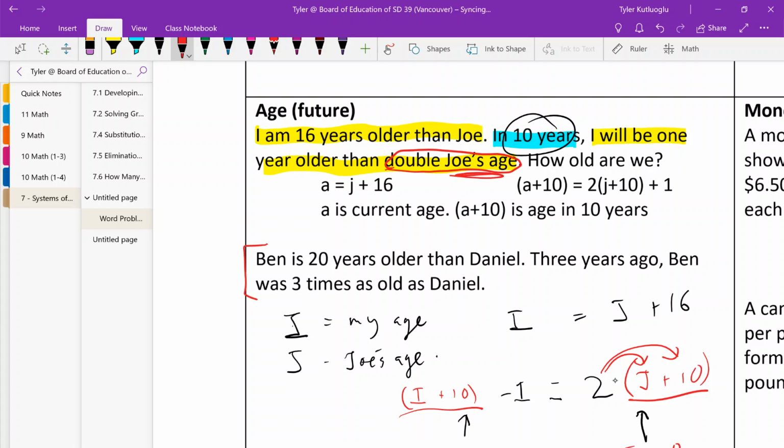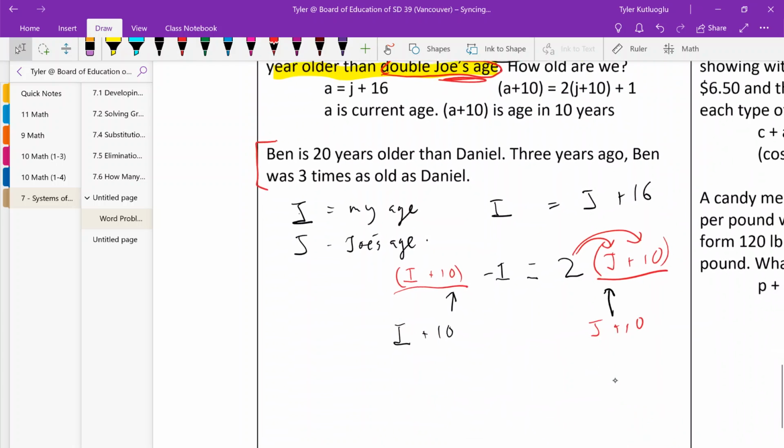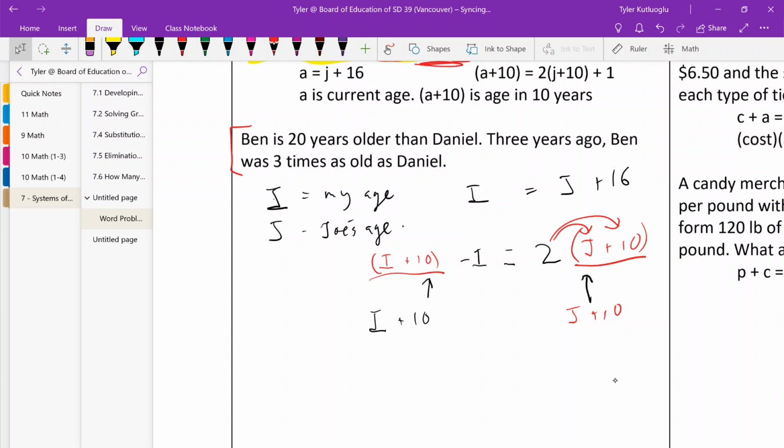We'll try doing this one. It's the same basic idea. Ben is 20 years older than Daniel. So let's write that as an equation. We've got B and D, okay? So Ben is equal to Daniel, except Ben's 20 years older, so I have to add 20 to Daniel to make it equal. That's our first equation.